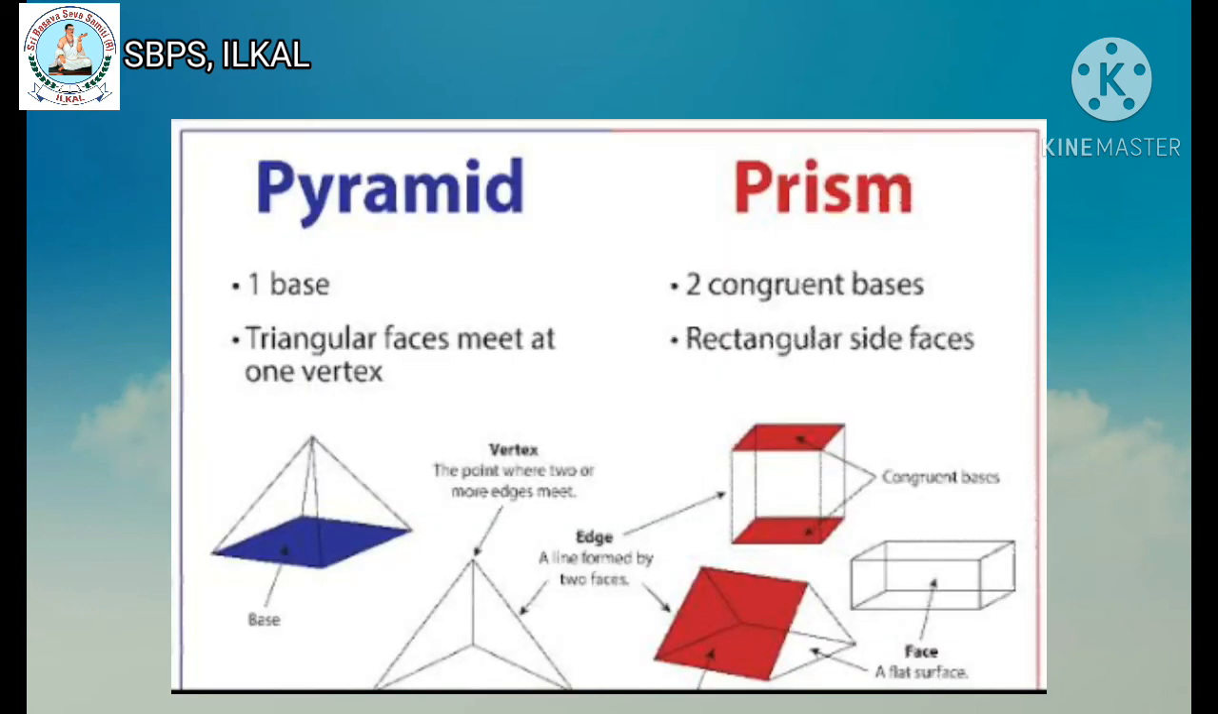Okay then, for conclusion, pyramids will have a base which is a polygon and all the remaining faces will be triangular in shape, which meet at one common vertex. Okay? And prism, two congruent bases will be there and all the remaining side faces will be rectangular in shape.